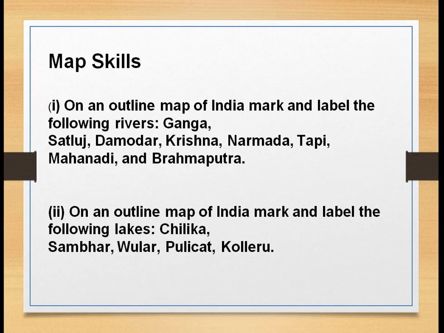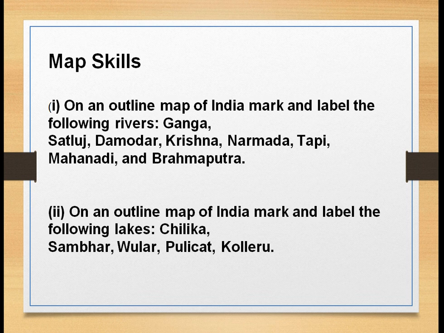Next, map skill. On an outline political map of India, mark and label the following rivers: Ganga, Satluj, Damodar, Krishna, Narmada, Tapi, Mahanadi, and Brahmaputra. The second point for you, on the outline political map of India, mark and label. Why am I placing marks? So you can understand where to mark and which river is there. Although it is not going to be for marking and labeling, I am placing it here so that you can draw India's outline political map.